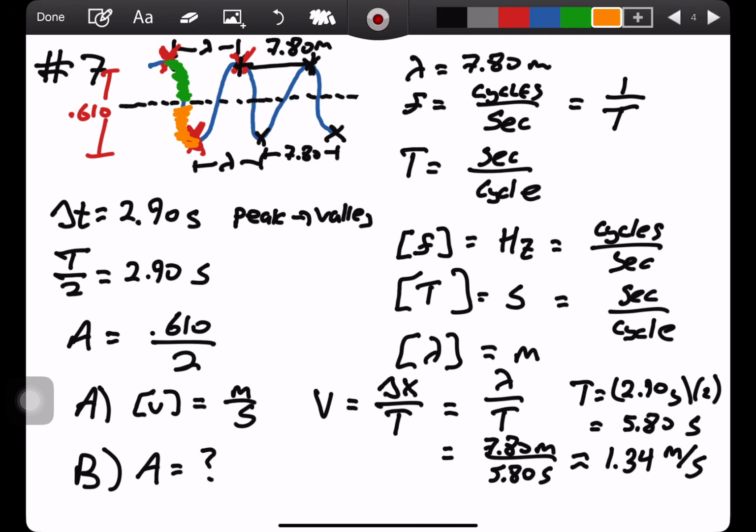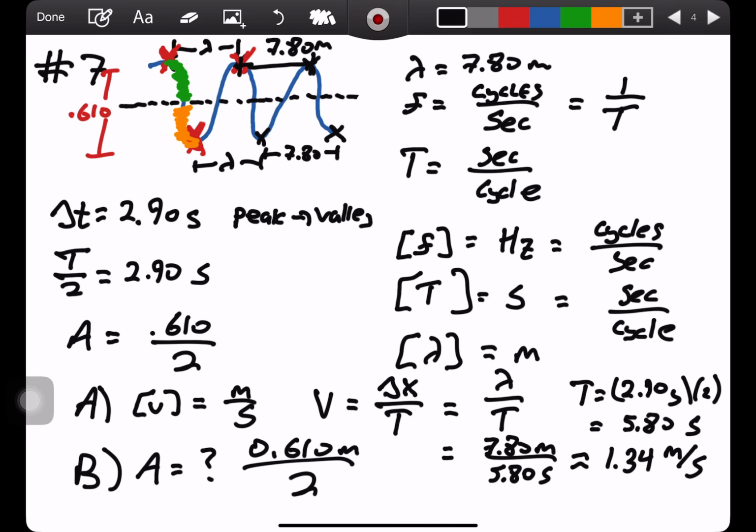And we were told that the total distance, both the green and the orange there, was 0.610 meters. And so remember, amplitude is only half of that total distance from peak to valley. And so it's 0.610 meters divided by 2. The green or the orange will be the same amount. It's just one is going from equilibrium to the max, one's going from equilibrium to the min. You can think of the max as a crest, and you can think of the min as a trough, or you can think of the max as a peak and the min as a valley.